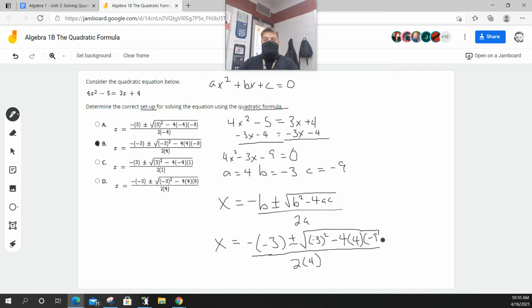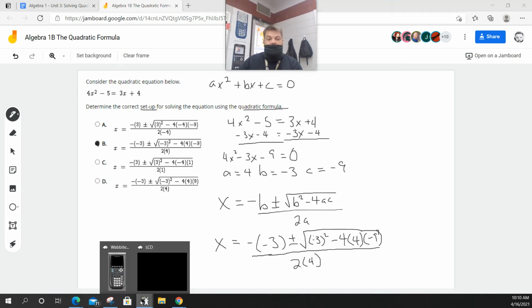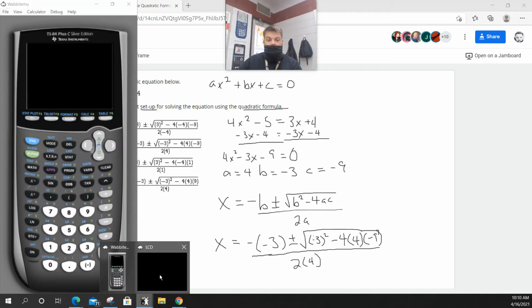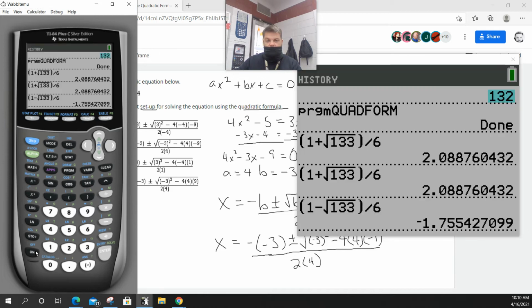For example, what if I wrote down positive 9, right? Well, that's the only difference between B and D. So if I made a simple mistake, like wrote down a positive 9, and I selected D, I would think I have the right answer. We probably should double check. So grab your calculators. Let's form that good habit now.